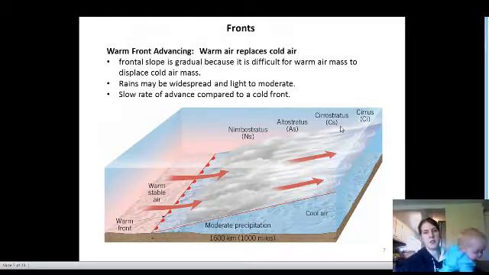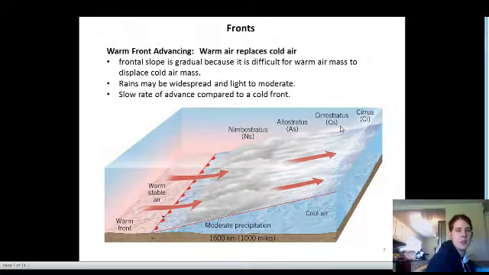And this just gives you an example of the type of cloud formations you would get throughout a warm front and a warm air mass.